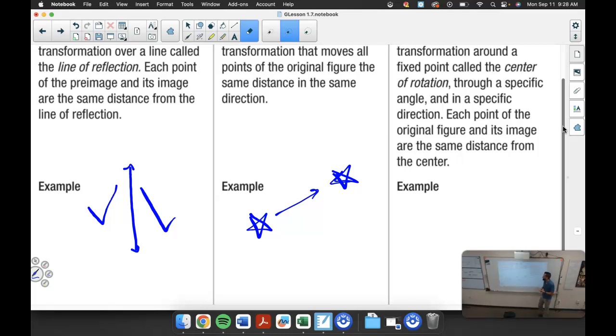Translation. Think language. There was one time I was in Malaysia and I was preaching, and I had a translator. Their job was to take everything I said and communicate the exact same thing. So it's the idea that this shape and this shape are the same thing, it's just in a different location. Different language.